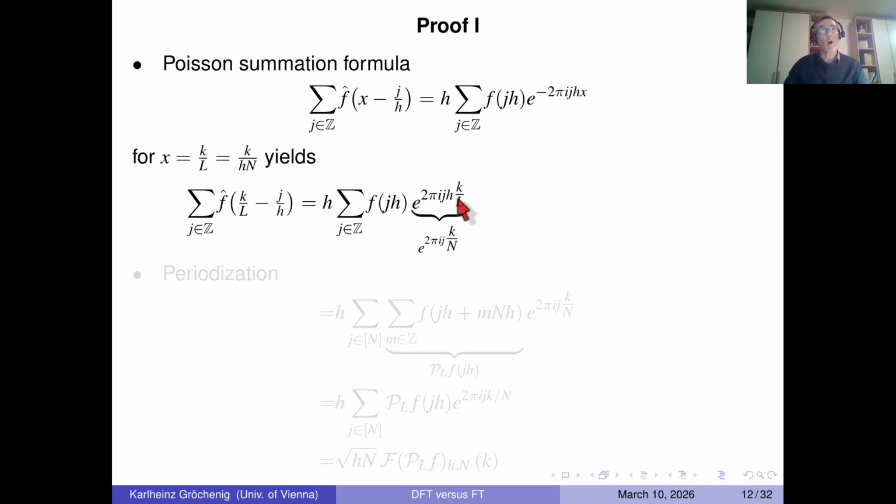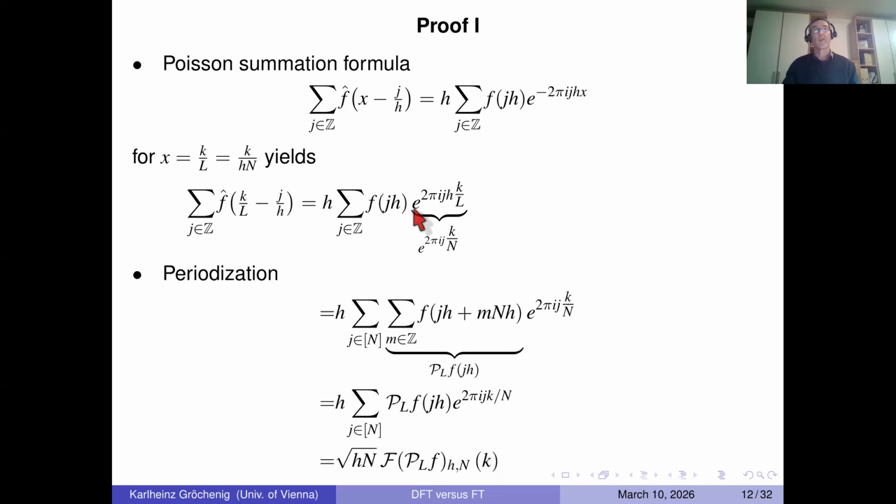If I plug in k over L, so L is h times n, I see that the h cancels and I have a capital N in the denominator. So that's exactly what we saw when we discretized the integral for the Fourier transform, this here. And now I use periodization. So the sum is over j. I split the summation into residues modulo n, and take a sum over m.